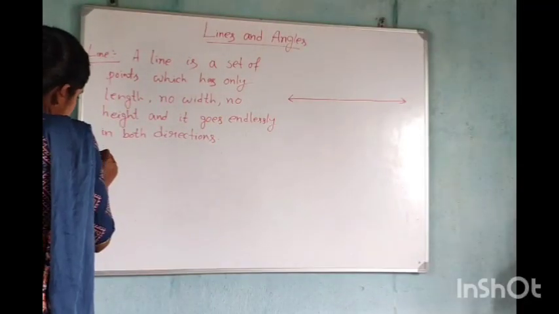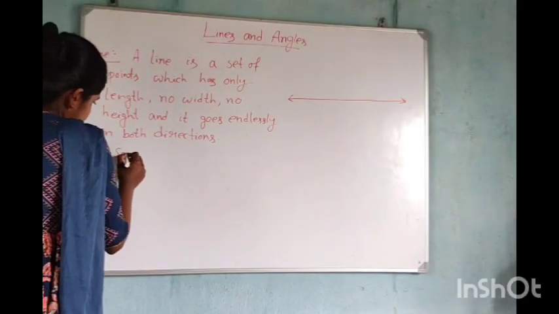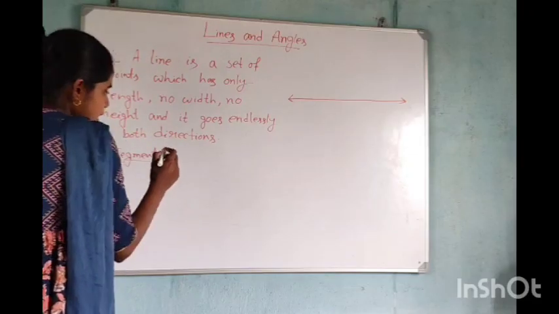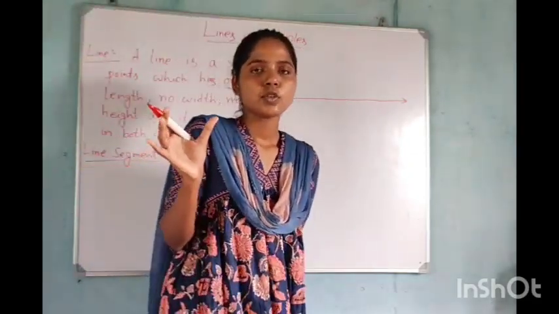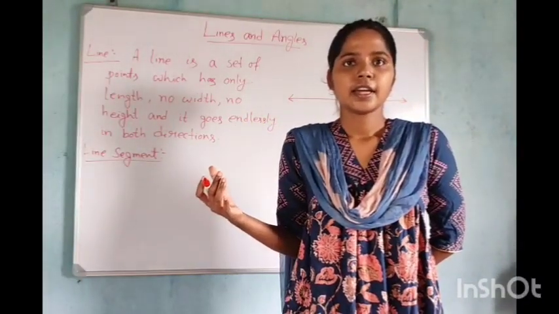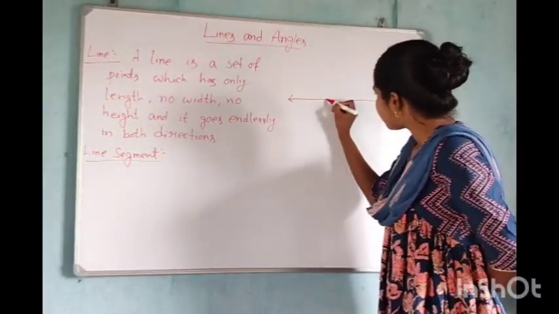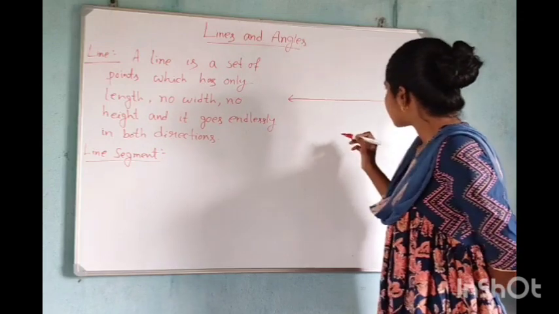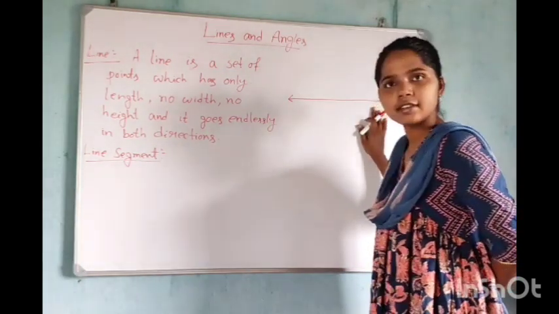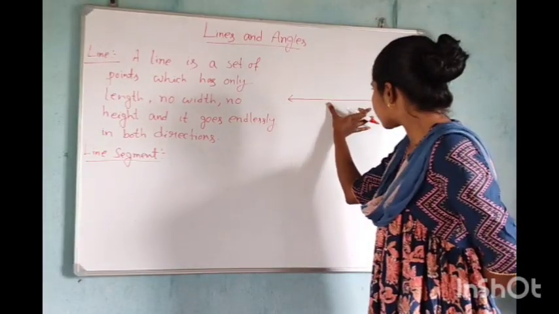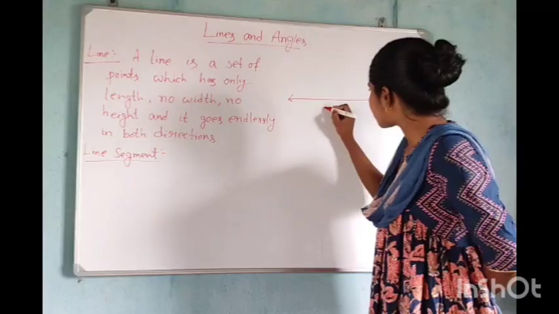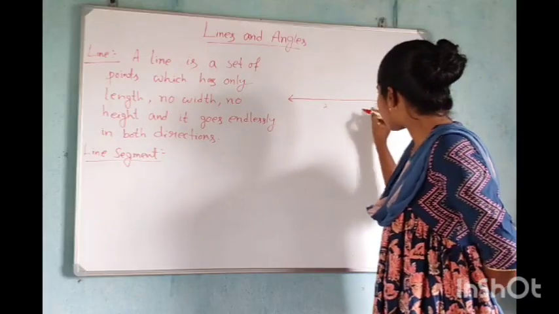Now our next part is the line segment. Segment means a portion of something. So a line segment is basically a portion of a line. Okay? If I take a portion of this line, that means it has two endpoints. Here it starts and here it ends. So when I take a portion of it, that is a line segment. And we represent a line segment by two alphabets, A, B, like this.